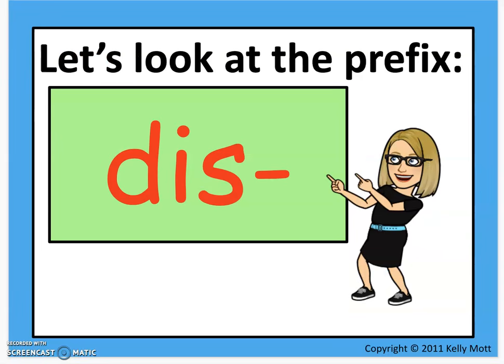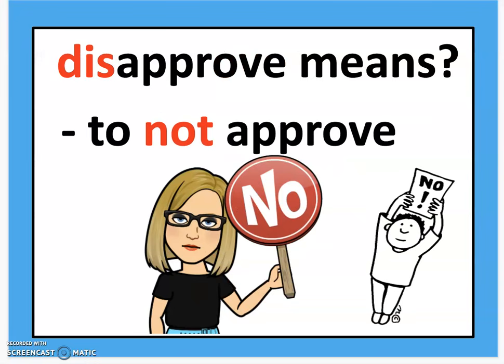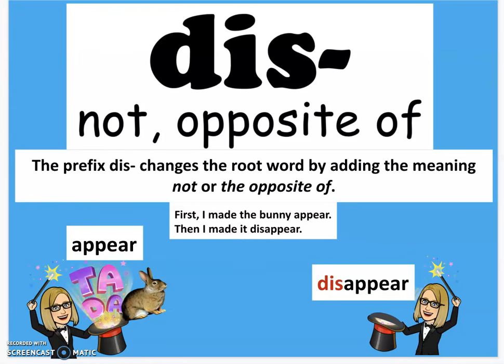Let's look at the prefix dis. The prefix dis means not, or the opposite of. Disapprove means to not approve. When you approve, it means you agree or you like something. When you disapprove, you do not like it, you do not agree with it. So dis adds the meaning not or opposite of.